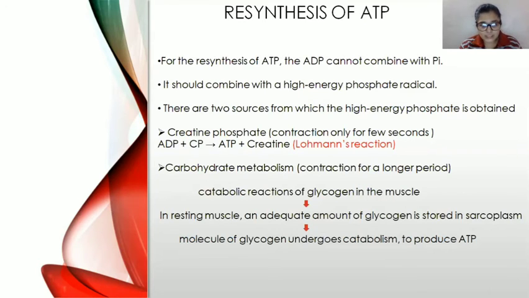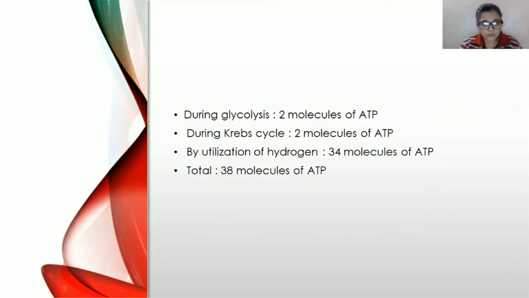In this we can see the glycogen is present inside the muscle, and there is breakdown of glycogen due to catabolic reactions occurring inside the muscle, which produces ATP in turn. So now we're going to see how much ATP is produced.